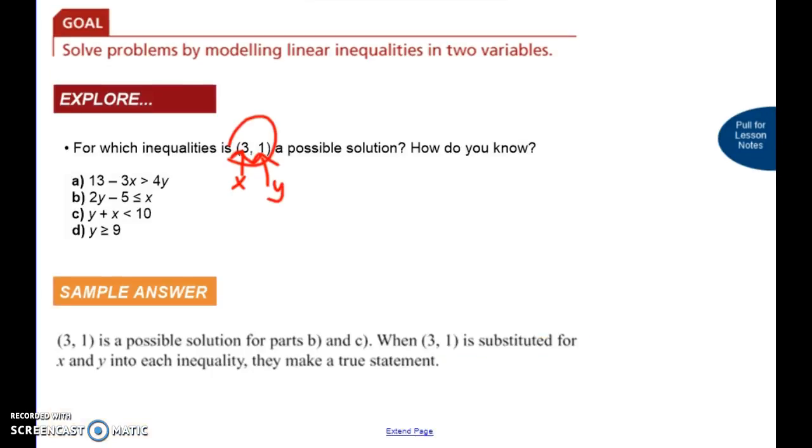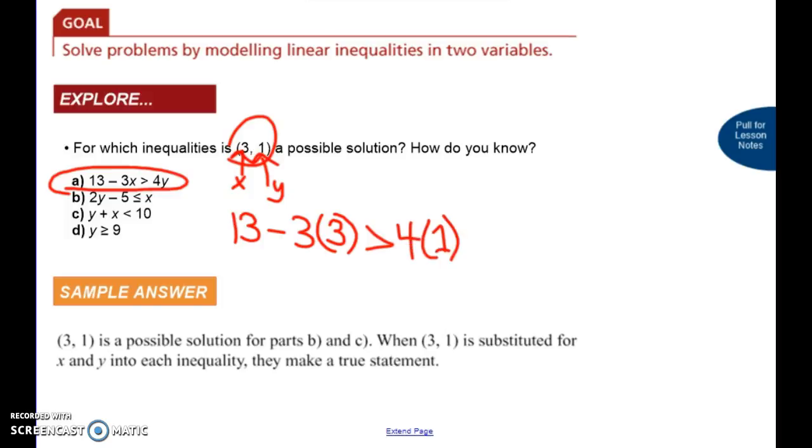So what we need to do is replace our x's with our 3's, and we're going to replace all our y's with our 1's. Looking at this first inequality, 13 subtract 3, and instead of x, I'm going to replace it with the 3, is greater than 4y, and instead of y, I'm going to put the 1. So I get 13 minus 3 times 3, which is 9, is greater than 4 times 1, which is 4. Then 13 minus 9 is 4, is greater than 4.